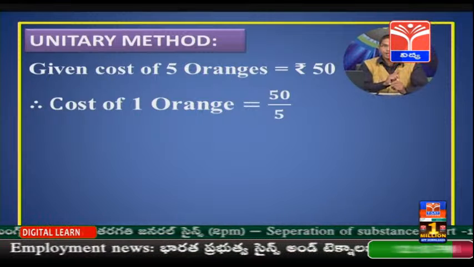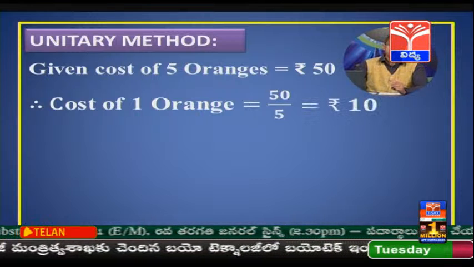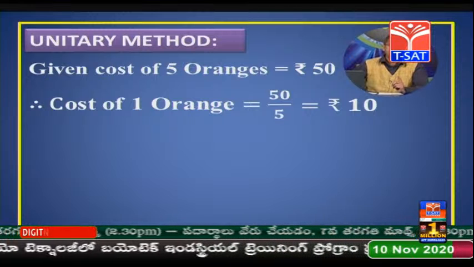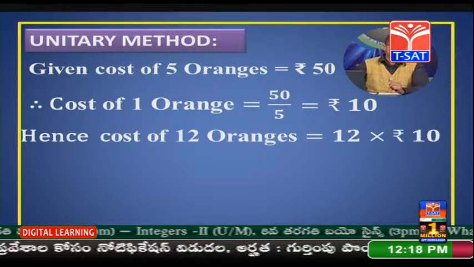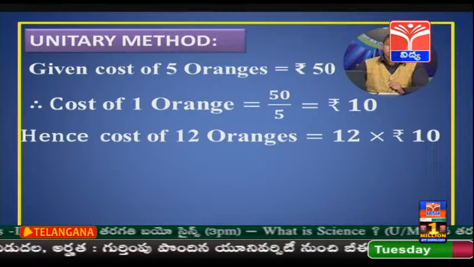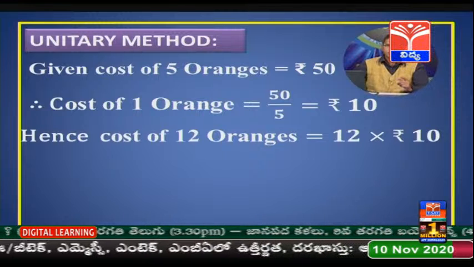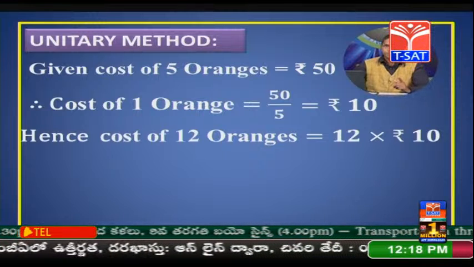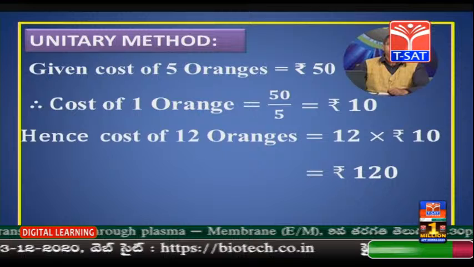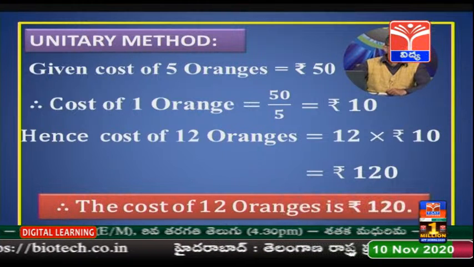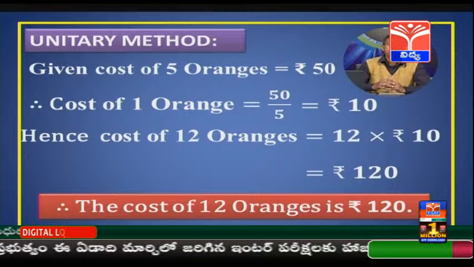So, what is the cost of one orange, children? Yes, that is 50 by 5 rupees. So, what do you get now? Yes, we get 10 rupees. That means the cost of one orange is 10 rupees. Now, since the cost of one orange is 10 rupees, what will be the cost of 12 oranges? Yes, it is 12 into 10 rupees, that is the cost into the number of oranges. Okay? So, here the number of oranges is 12 and the cost per orange is 10. So, 12 into 10 rupees, which is 120 rupees. So, children, what is the cost of 12 oranges now? 120 rupees. So, this method of solving the problem, we call it the unitary method.